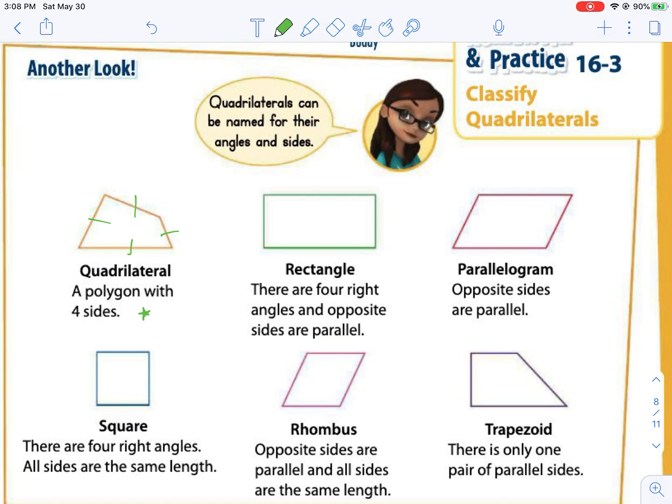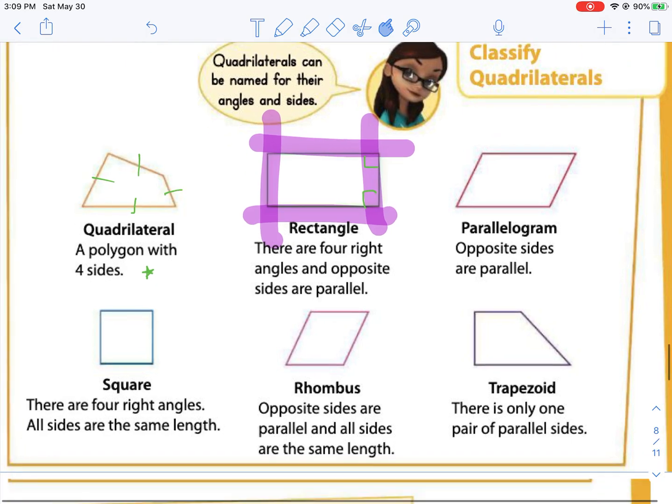Here's a rectangle because it's got 4 sides and it has right angles. So that's what makes a rectangle. It's got the right angles. And it has opposite sides that are parallel. So again, these would be parallel, and these would be parallel. So it's also a parallelogram. A parallelogram has opposite sides that are parallel.